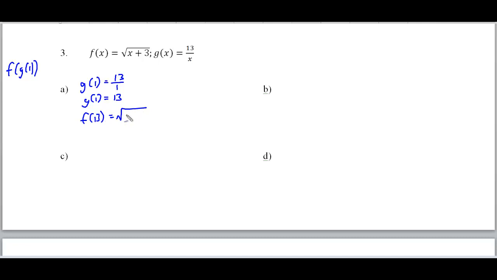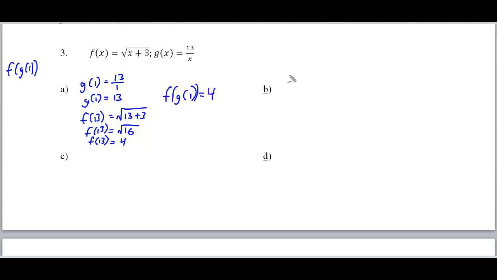gives me the square root of 13 plus 3, which gives me the square root of 16, which is going to give me plus or minus 4, but we're going to just simplify things right now and just leave that as 4, even though when you take the square root you could take plus or minus 4. So just know that in the back of your head. F of g of 1 is equal to 4.